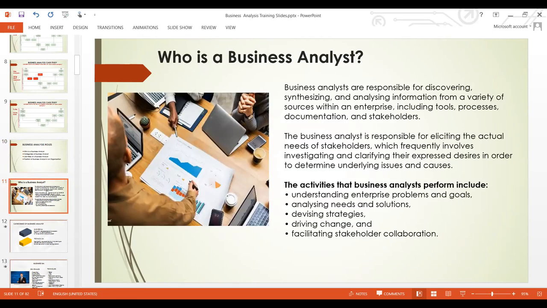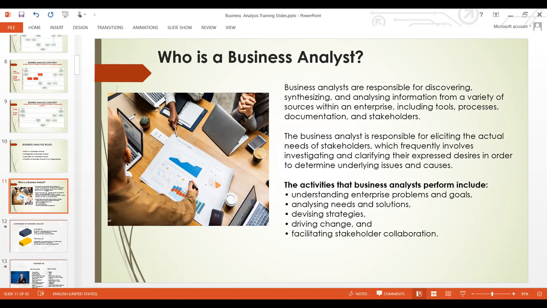Who is a business analyst? Business analysts are responsible for discovering, synthesizing, and analyzing information from a variety of sources within an enterprise, including tools, processes, documentation, and stakeholders. The business analyst is responsible for eliciting the actual need of the stakeholders, which frequently involves investigating and clarifying their expressed desire in order to determine underlying issues and causes. So that is who a business analyst is.